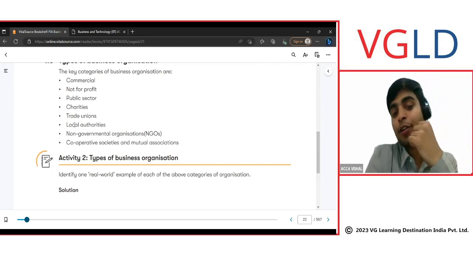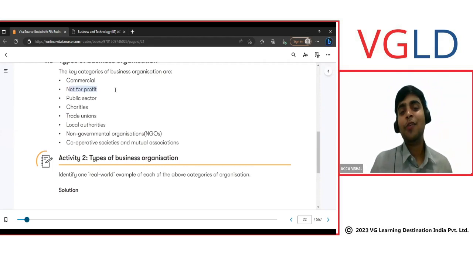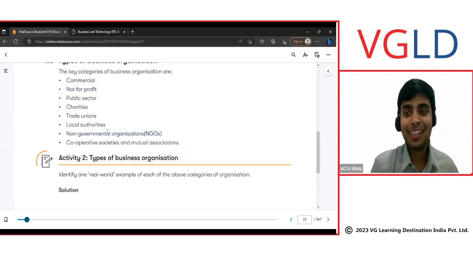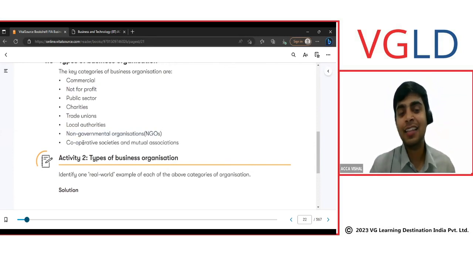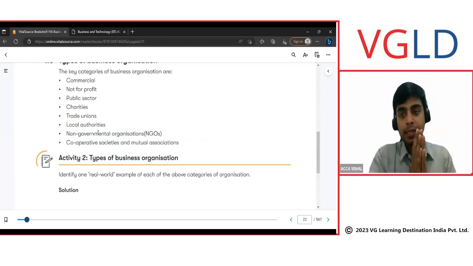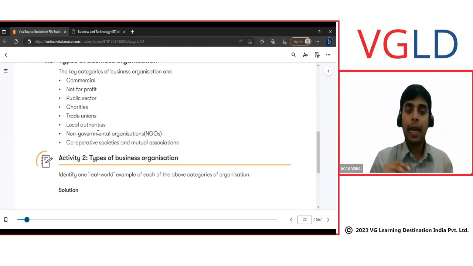NGOs, non-government organization. Okay, there's a not-for-profit organization, and then there's an NGO, non-government organization. So this is very interesting to understand, like what is non-government organization, and then there's corporate society and mutual association. See, each individual topic is a discussion on its own, and it has its own relevance for a business.